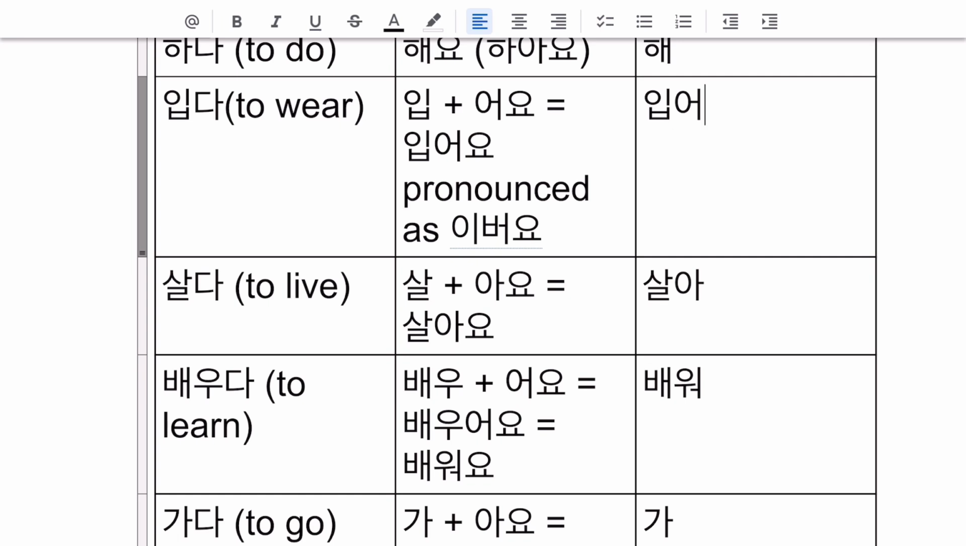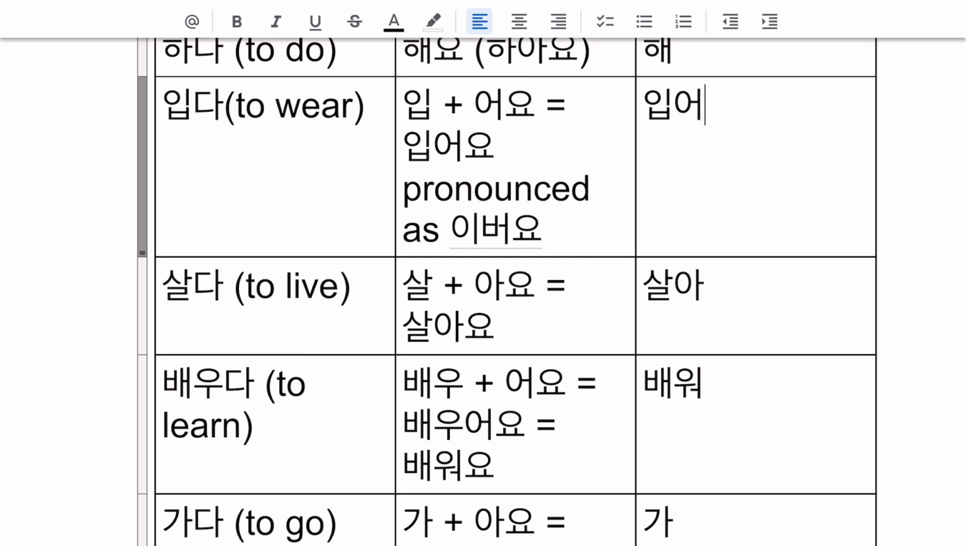살 plus ayo, 살아요. And then informal, we remove that yo, 살아. Okay? Then we have 배우다. 배우다 means to learn. So first remove the da. Our last vowel is what? It is u. So that is not a or o, meaning we need to use the oyo ending.